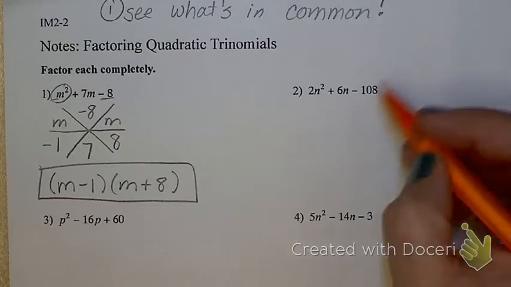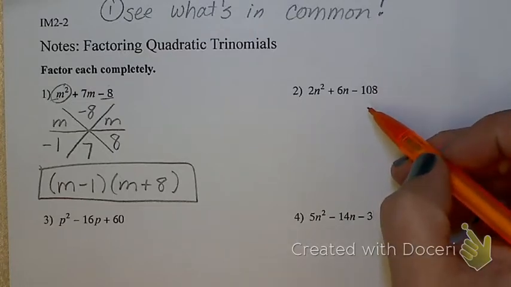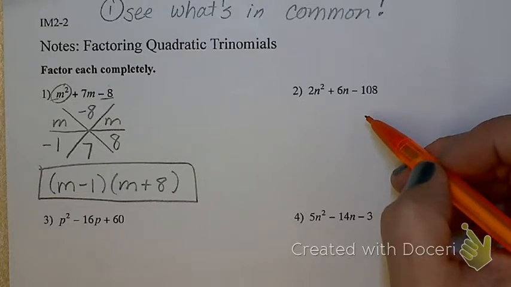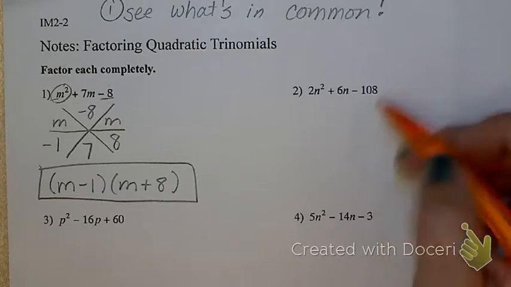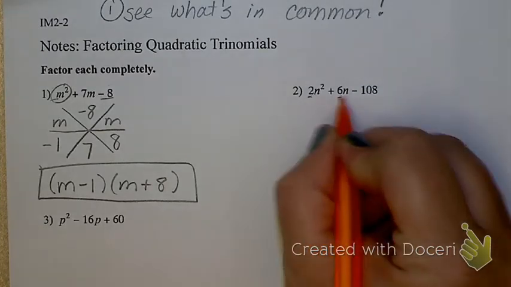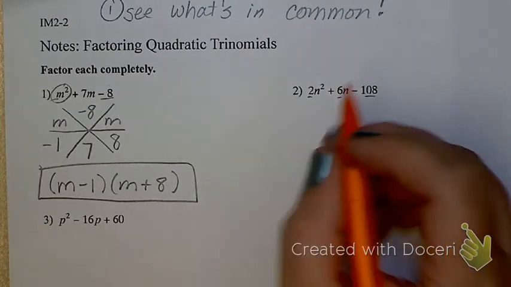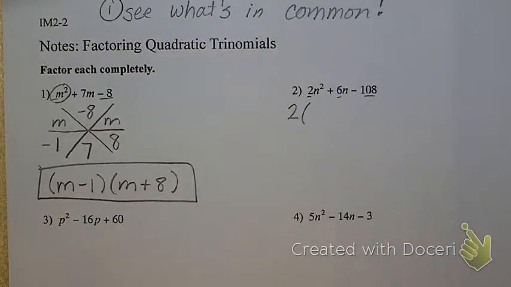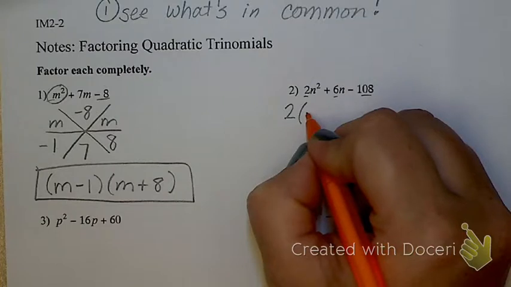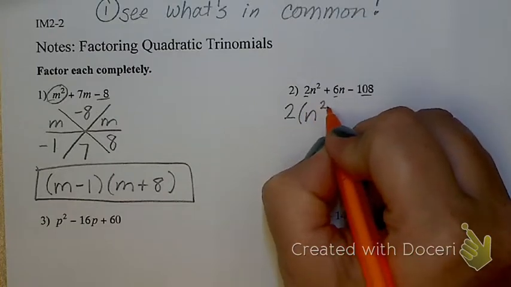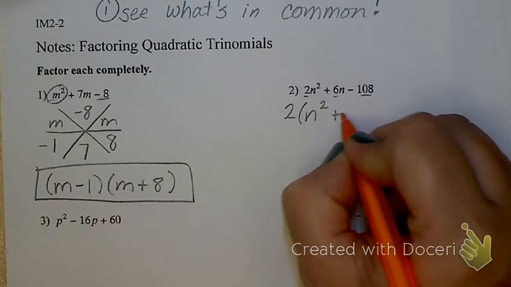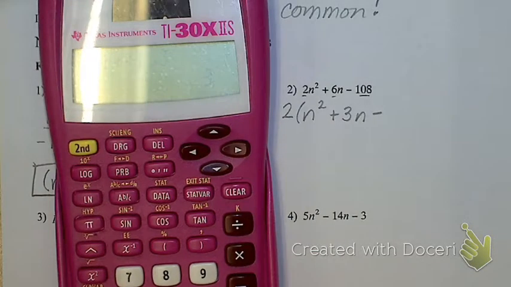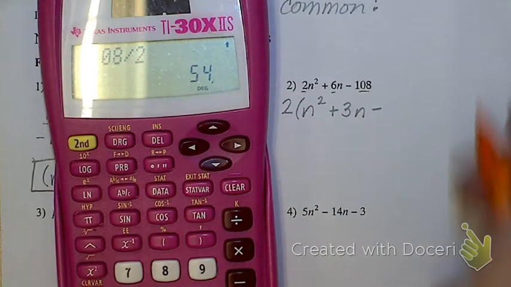Okay? Number 2 is also one you might see on tomorrow's quiz because it doesn't look like the A value is 1, but what do all of these have in common? A 2. Right? What would be left inside? N squared plus 3n minus 108 divided by 2 is 54.